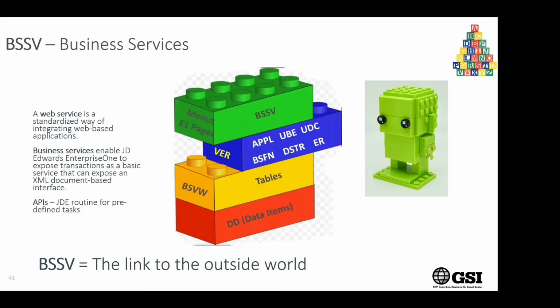This is basically where the menus, the E1 pages, and the business services would go. It's the top layer within our Lego brick components. As we go through management and maintenance within JD Edwards, you can see that the components up here would always be in any one of your applications. JDE wouldn't be effective, and running JDE without all these components would probably be impossible.